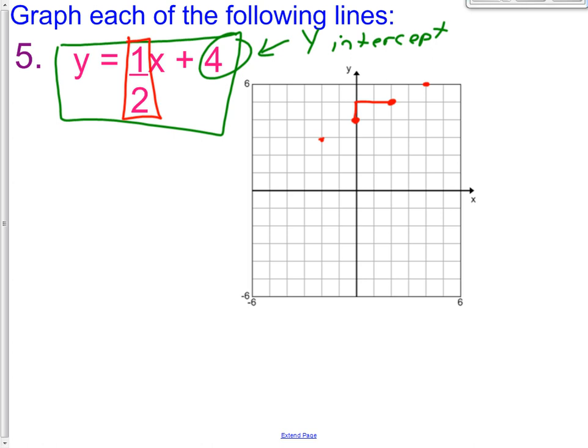So if I go rise of 1 over 2, that's the same thing as going left 2 down 1. So left 2 down 1, left 2 down 1, left 2 down 1. Now I can take out my straight edge and I can draw a pretty stinking straight line. And there we have it. So that's problem number 5.